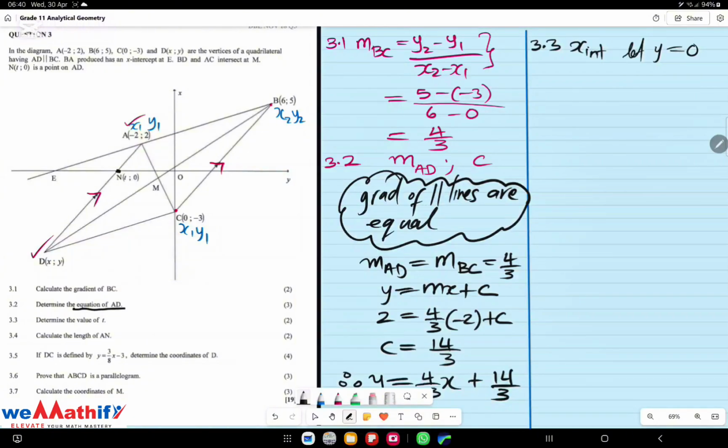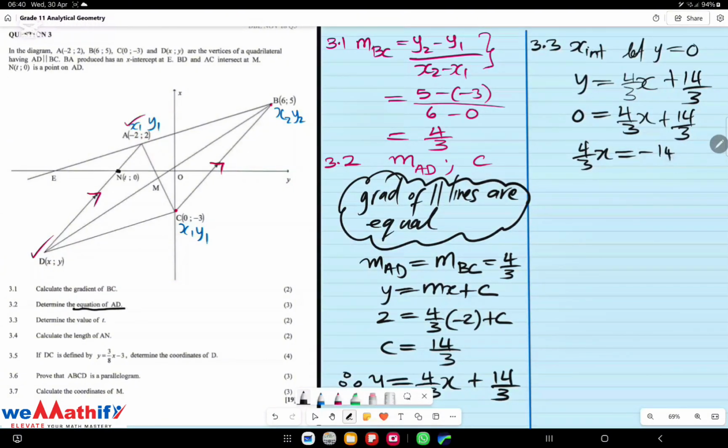So all I need to do is substitute into the equation of AD. There is the equation of AD which we got earlier, and I'm just going to substitute 0 there and solve for x. So dividing by the coefficient of x, that 4/3, I end up with negative 7/2. Therefore, t is equal to negative 7/2. Next question. We want to find the length of AN.